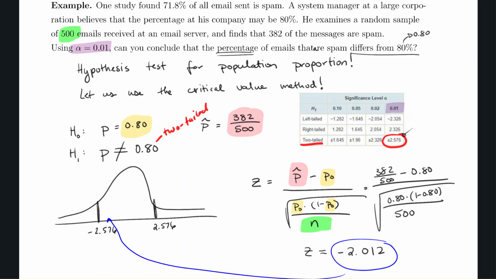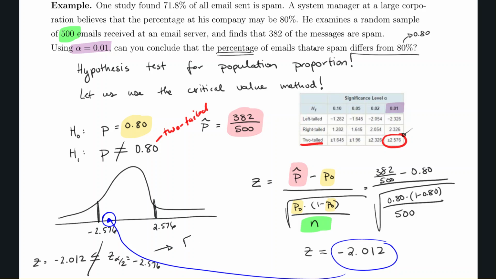Now where is negative 2.012? It is in this middle section. It's closer to 0 than negative 2.576. Now, if you look at the criteria for when you reject or fail to reject for the critical value method, it says you fail to reject if it lies in this region. We can only reject H naught if I lie before the negative critical value or after the positive critical value. If my test statistic is in between the critical values, this is when I fail to reject. So here I would say as my test statistic z, negative 2.012, is not less than my z alpha over 2 value of negative 2.576.